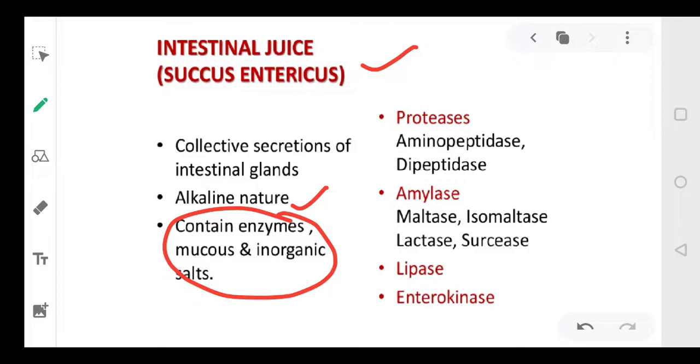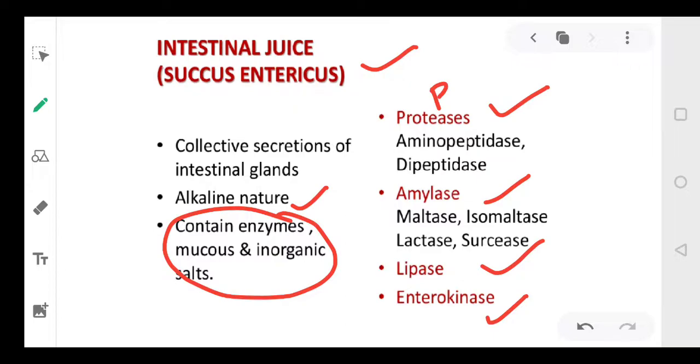So let's discuss the enzymes. It has proteases, amylases. Amylases will act upon carbohydrates and convert them into sugar. Lipase will act upon the fats and convert them into fatty acids, right? Proteases will act upon proteins and convert them into amino acids, and there is enterokinase also. So various enzymes are present in the intestine, and they will complete the digestion process here.